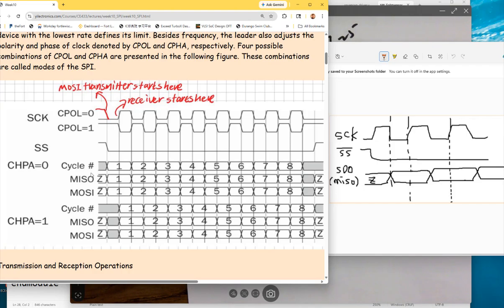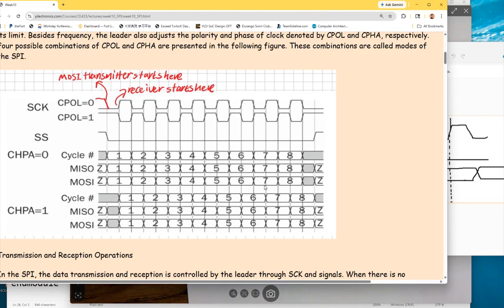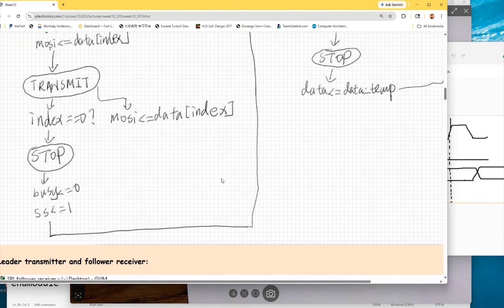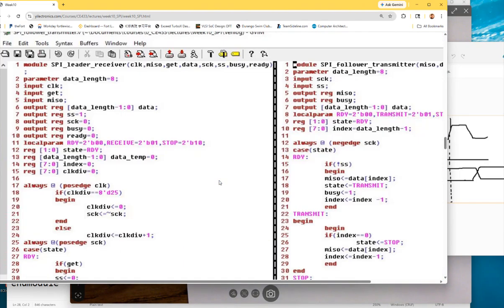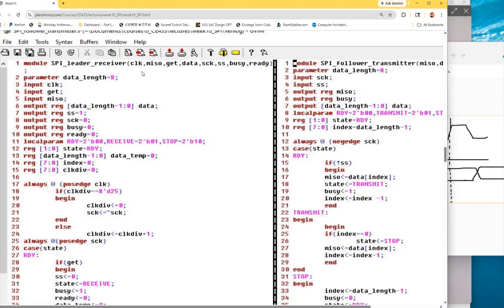So CPOL and CPHA, this is a typo here. So the polarity and phase should be 1, 1. So 1, 1 is what? Mode what? No, mode 3. So it goes 0, 0, 0, 1, 1, 0, 1, 1, right? So the 3 will be mode 3. Mode 3. So it's running at mode 3, and it's perfectly what the textbook's SPI leader receiver is programmed as. Okay, so this is exactly mode 3.